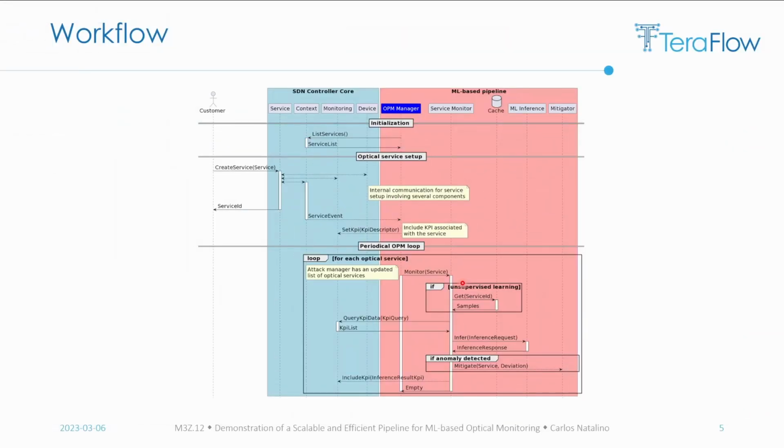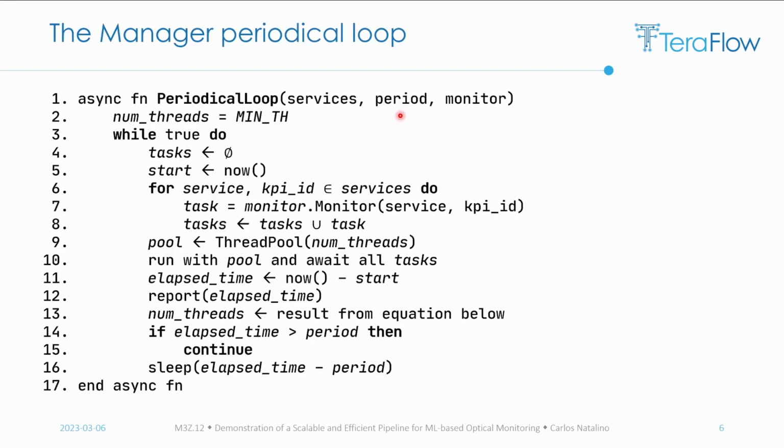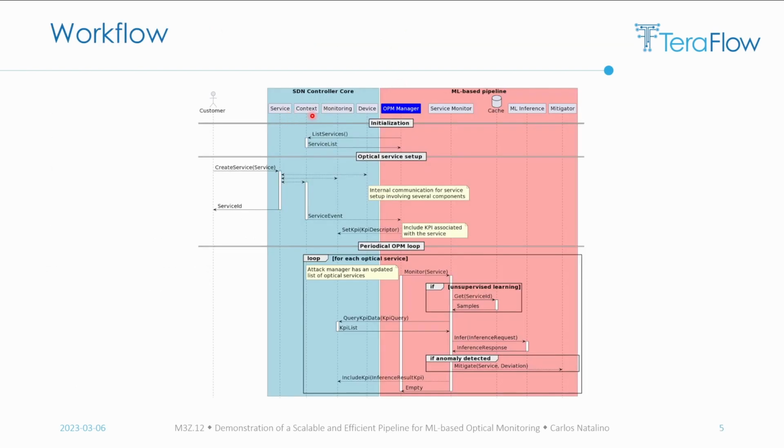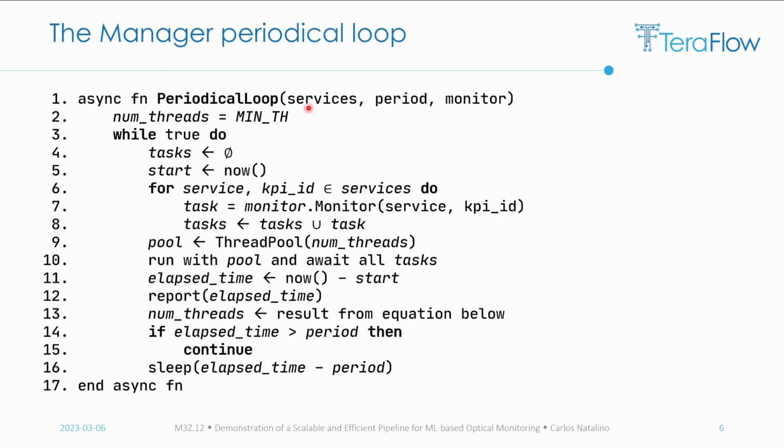So in this case, there are several processes going on. I would like to mention only one very important case, that is how this periodical loop is implemented from the perspective of the OPM manager. So we have here the pseudocode, and I will go quickly through the steps, but the periodical loop receives the current list of services, the period that it should repeat, and it gets also a client to the monitoring component of your SDN controller core.